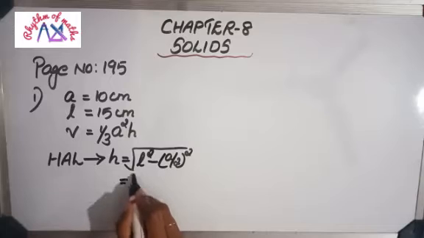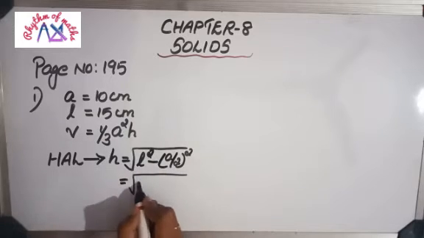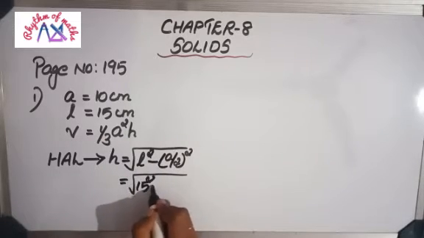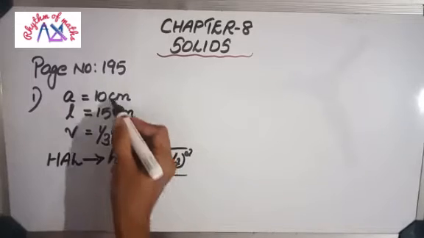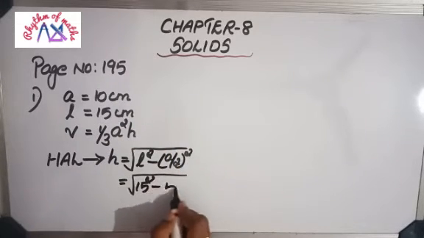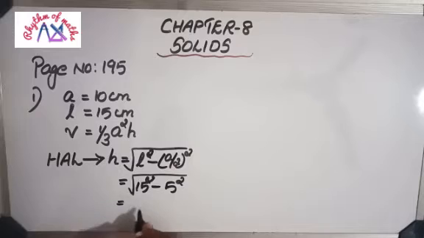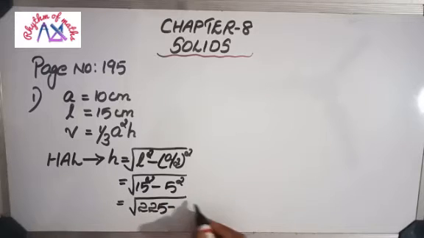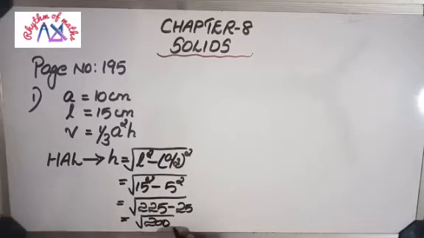Now let's apply the values. L here is 15. So 15 square minus a by 2 the whole square. a is 10 here, so 10 by 2, 5 square. That is equal to root of 15 square, which is 225, minus 5 square. 5 square is 25. That means it is root 200.